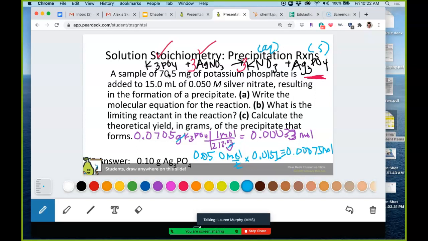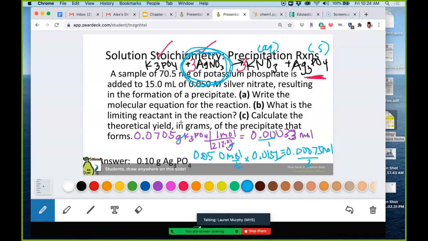So I'm going to do my cheating way. So I'll repeat again how I do it. This number belongs right here. This 0.00033 belongs to potassium phosphate. There's a 1 mole in front of it, so I would divide this guy by 1. And then silver nitrate, there's a 3 in front of it. This number belongs to silver nitrate, so I divide by 3. Uh-oh, when you divide 0.00075 by 3, you get 0.00025. That number is smaller than 0.00033. So your silver nitrate is your limiting reactant.